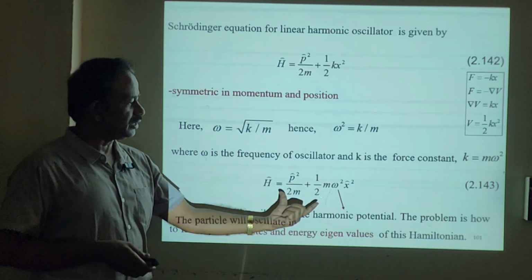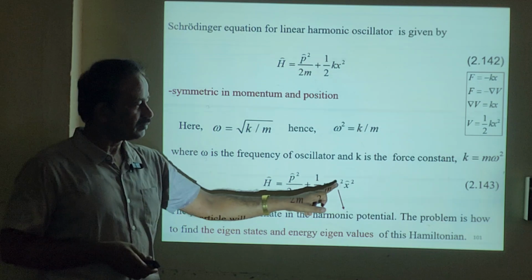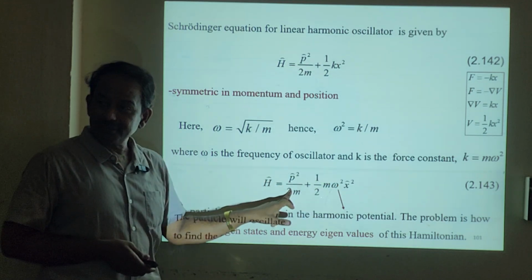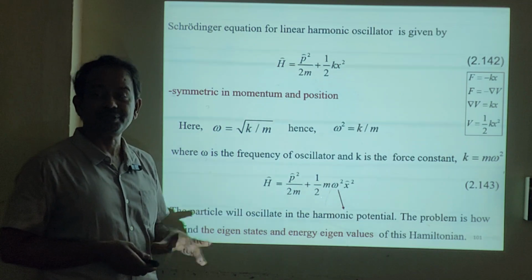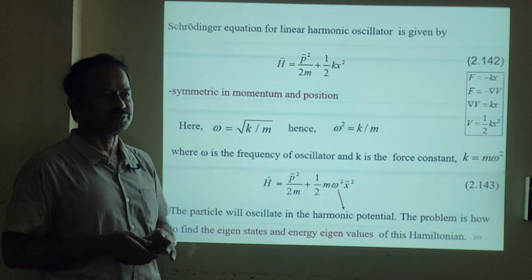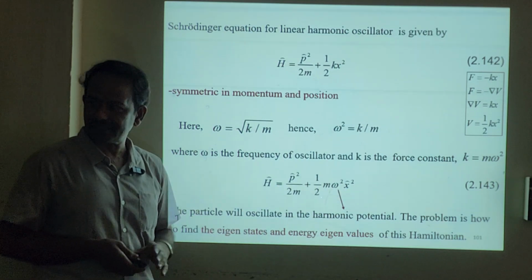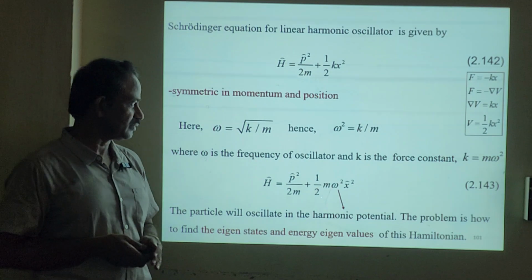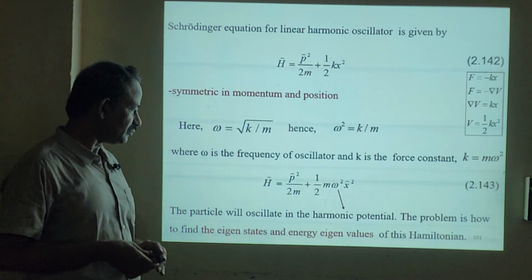Now look at this equation. You have momentum and this is your x squared. It seems that there is a symmetry between momentum and position. See, there's a symmetry in momentum and position. This is also second order, this is also second order. So there's a symmetry between p and x. So it's given like this.